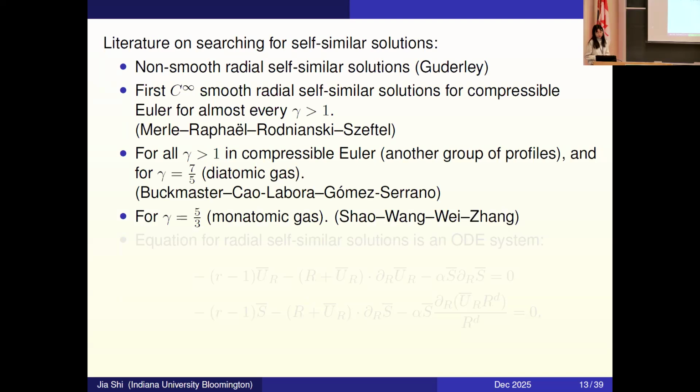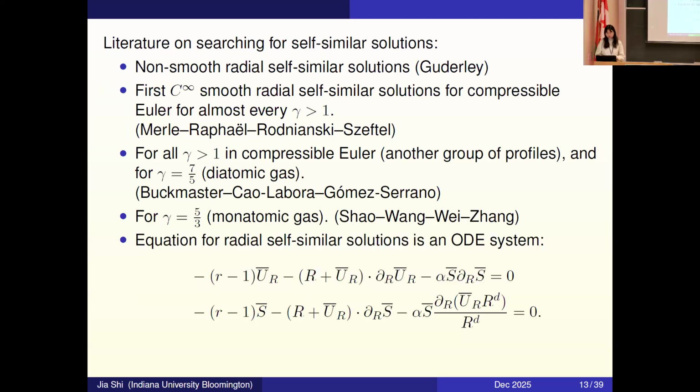So for the degenerate case, the gamma is 5/3, corresponding to monatomic gas. This work from Shao, Wang Wei, and Zhang Wei shows that there exists a C infinity smooth self-similar solution. So those are all the profiles, the exact self-similar solutions. And as we mentioned, those are just ODE systems.